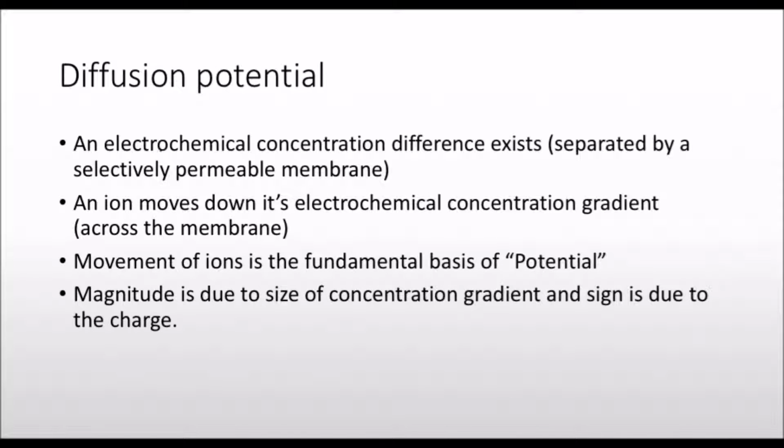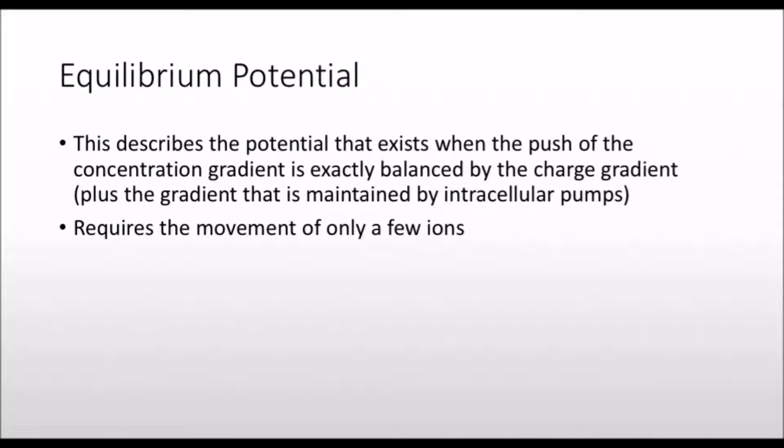So diffusion potential, I say there's an electrochemical gradient caused by a selectively permeable membrane. The ion can move down its concentration gradient. Movement of the ion is the fundamental basis of potential, so the magnitude is due to the size of the concentration gradient. When the push of the diffusion gradient is exactly equal to the pull of the charge gradient, this is called equilibrium potential. And right here, when I say it requires the movement of only a few ions, you should know that this is only a few million, and that if you really mean few, you're talking about concentration.